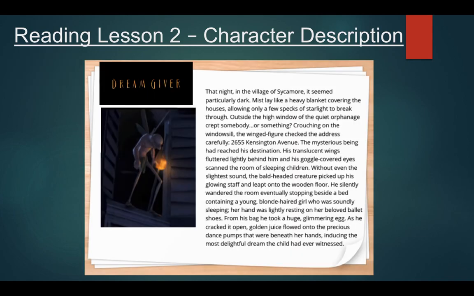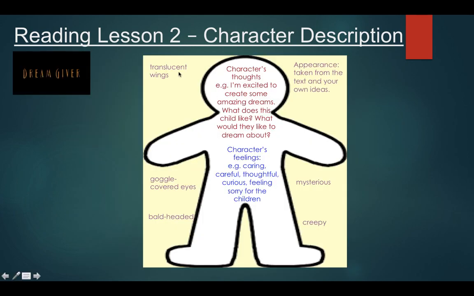You can go back to our text here and listen to me read again and pick out any descriptive words or phrases that describe the character's appearance, how he looks, and put these around the outside. So for example, I've magpied some ideas like translucent wings, goggle-covered eyes, bold-headed, mysterious, and I've added one extra one, creepy, so you can add any of your own ideas to describe him as well.